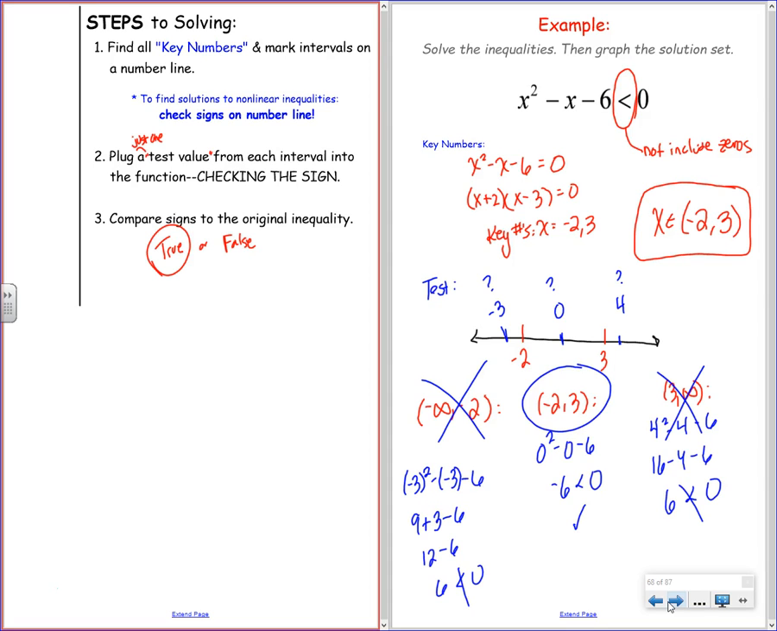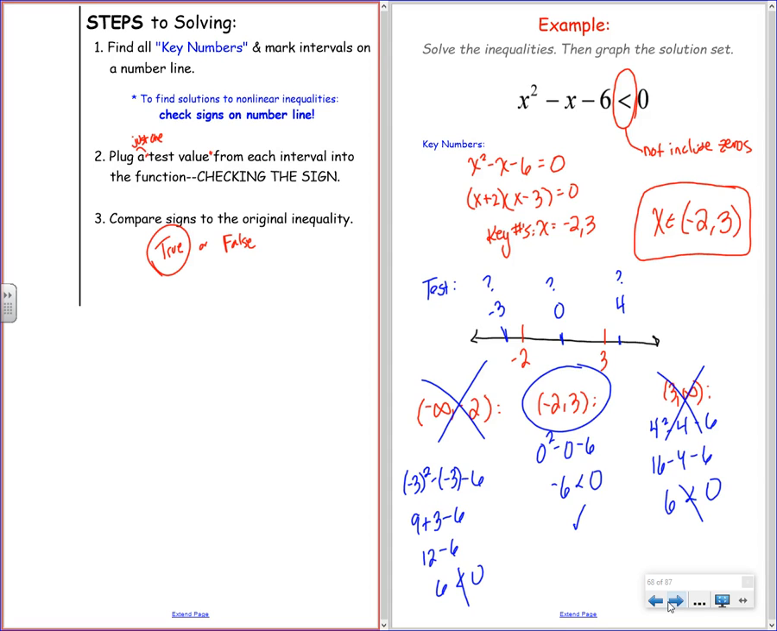And now the name of the game is test 1 point in each of these intervals. So I chose to test negative 3 because it was close. I chose to test 0 because I thought it'd be easy. Could have plugged in 1 or negative 1 or 2. And I chose to test 4. So what did I do with these 3 test values? Where did I put them? In the original polynomial. I plugged them in and I said, hey, what do you equal?